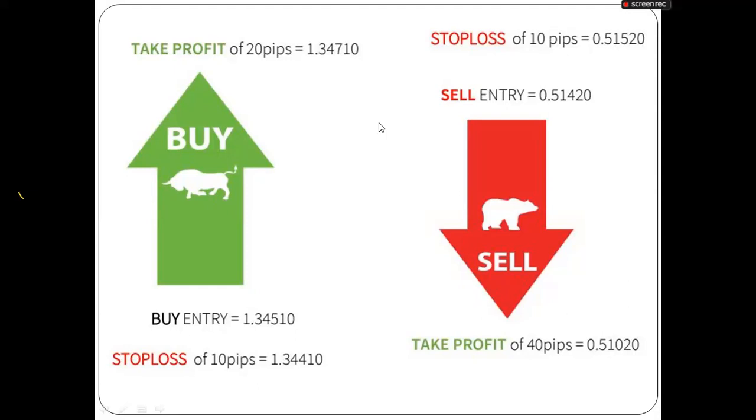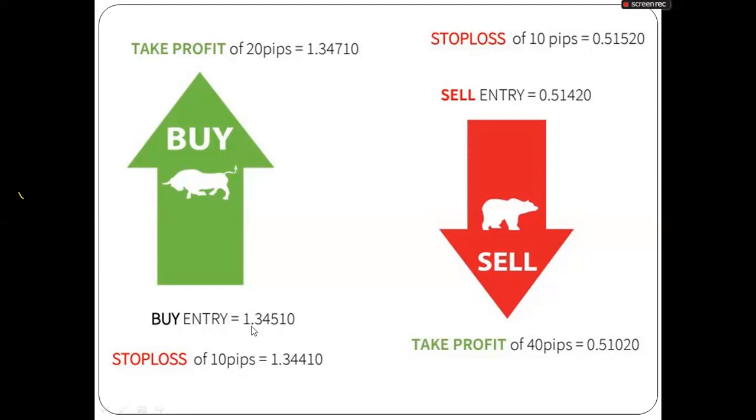Remember, we talked about pipettes and points. So once you move by 20 pips, you have made profit of 20 pips. Now the 20 pips profit can be converted to dollars based on what I'm going to teach you later, but just understand how profits are made. So if you bought it at this price, and then instead of going up, it went down by 10 pips to 1.34410. So 51 minus 41, that's 10. The difference is 10 pips.